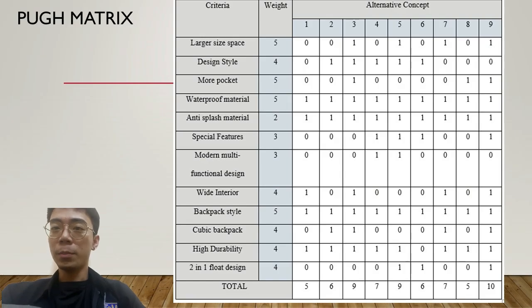Pugh matrix. The matrix is done as a slide. We have listed the criteria: larger size space, design style, more pockets, waterproof material, anti-splash material, spacious features, modern multifunction design, wide interior, backpack style, cubic backpack, high durability, and 2-in-1 float design. The alternative concepts have nine concept designs of the backpack. The top three marks are chosen for our final design, which are concept 3, concept 5, and concept 9.